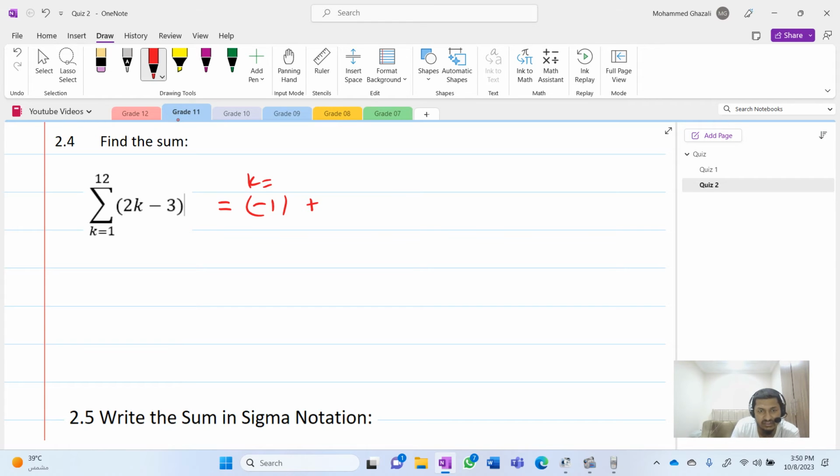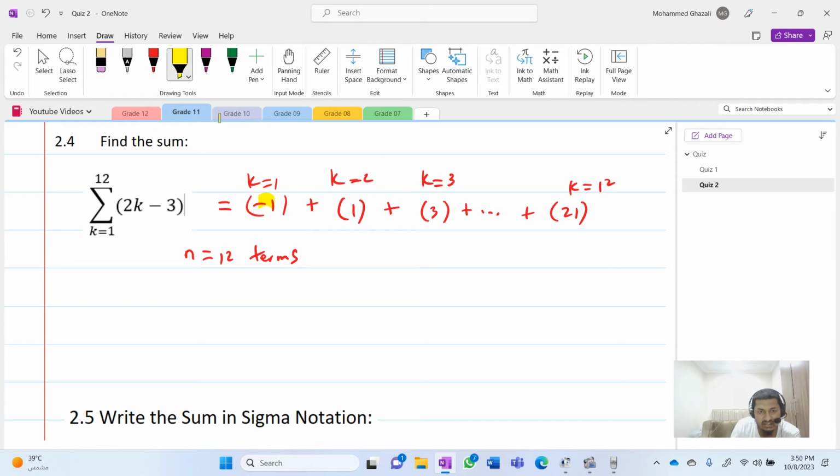This was when k was equal to 1. Now when k is equal to 2, 4 minus 3, which is 1. If k is equal to 3, you get 6 minus 3, which is 3, plus so on, and the last value is k equal to 12. So you get 24 minus 3, which is 21 when k is 12. Now how many terms are there? If you're counting from 1 to 12, there are 12 terms. So we know n is equal to 12 terms.